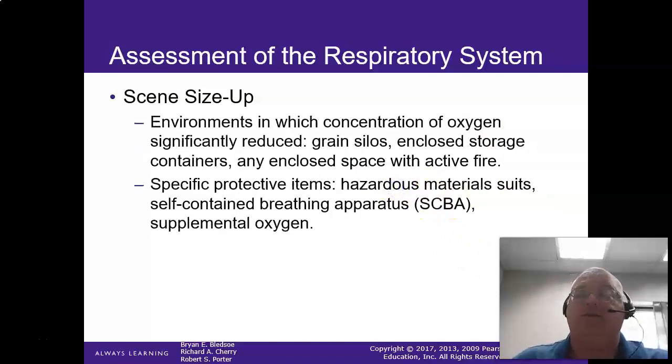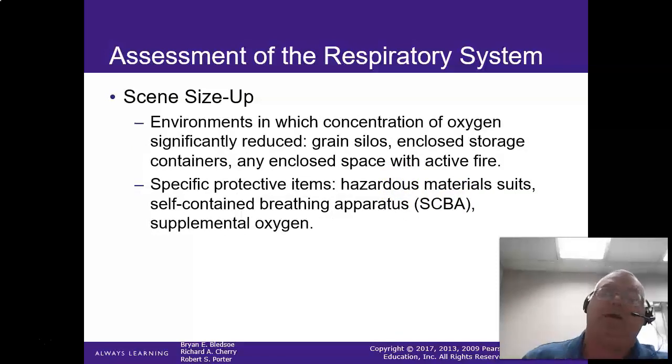Remember that just because it's clear might not mean that it's an oxygen-filled area, okay? Grain silos and closed storage containers, guys, anything that's got an active fire eats up the oxygen in there, okay? Grain silos, fermentation processes, burn up the oxygen, okay? So you walk in, hey, thunk, you're down, okay? Because there's not enough oxygen in that air to support life, all right?